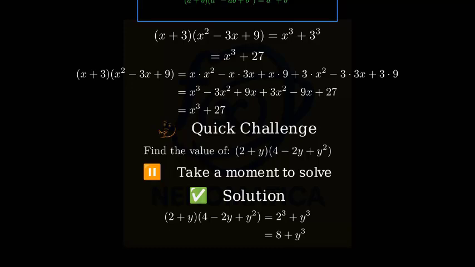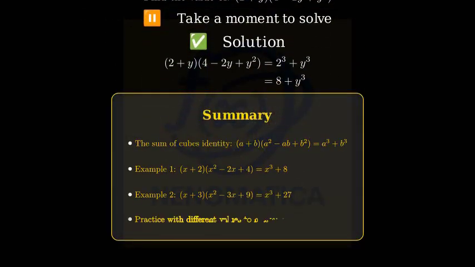Let's summarize what we've learned today. We learned the sum of cubes identity, which states that a cubed plus b cubed equals a plus b multiplied by a squared minus ab plus b squared.